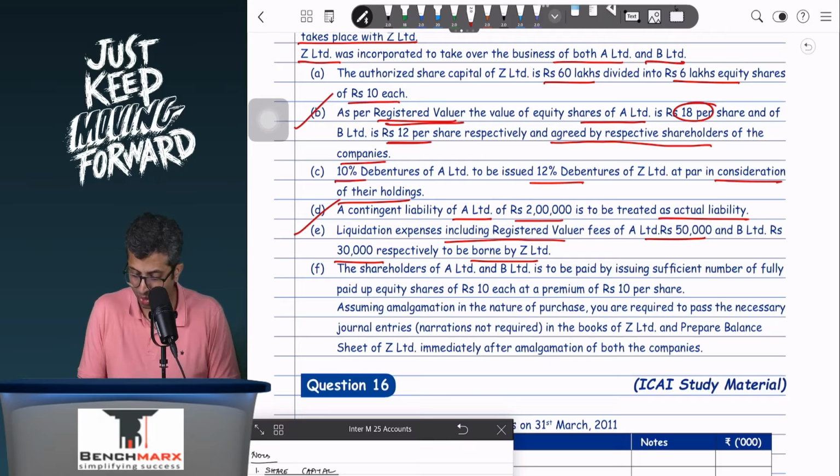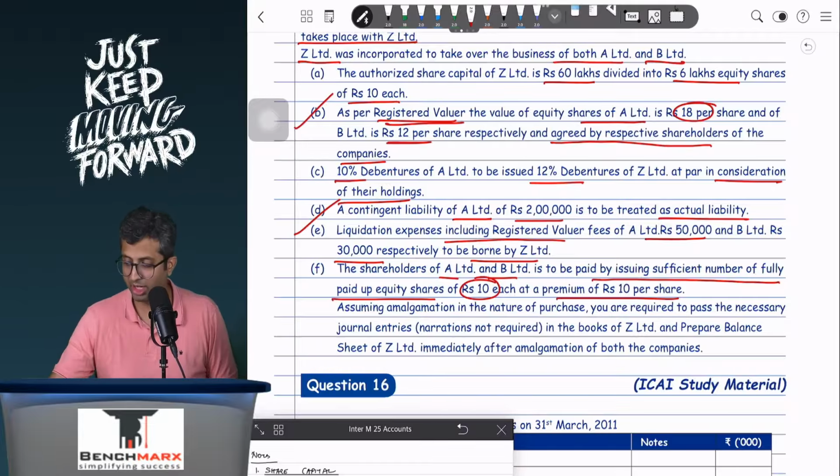And the shareholders of A and B are to be paid by issuing a sufficient number of fully paid equity shares of rupees 10 each at a premium of rupees 10 per share. So the issue price will be 20. Over here, your total PC will be 28 lakh 80 divided by 20, so there are 1,44,000 shares at the rate of rupees 20. And over here, 3 lakhs into 18, this is 54 lakhs divided by 20, that is 2,70,000 shares of rupees 20 each.